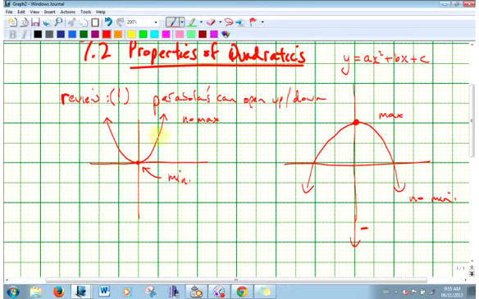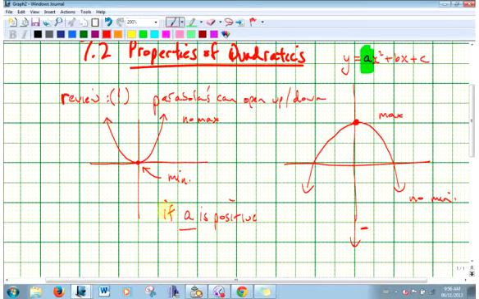Okay? What affects whether it opens up or opens down? Something in this formula does this. What does that? What part is negative? See? The A, right? So this thing opens up if A is positive.